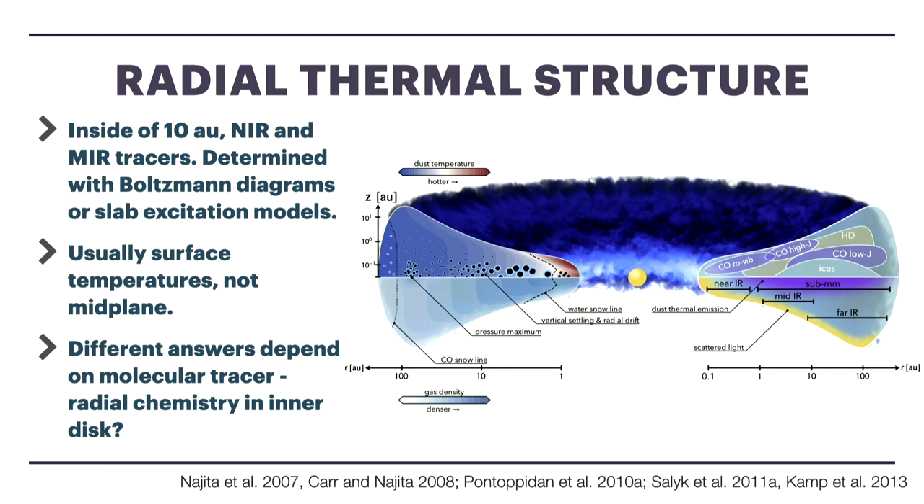Inside of 10 AU, and we have more, so I'm sad to have to cut this part short, but just see the chapter for more details on the different tracers. In general, inside of 10 AU, most of our tracers are in the near-infrared or mid-infrared. Typically, using something like a Boltzmann diagram analysis or slab excitation models, you extract physical information about the inner disk. We're often tracing the surface and not the midplane, except for the beautiful example Aveen showed yesterday of the silicate-free inner disk. But you get slightly different answers depending on the molecular tracer, so we might even be seeing chemical structure in the inner disk or temperature gradients there, too.